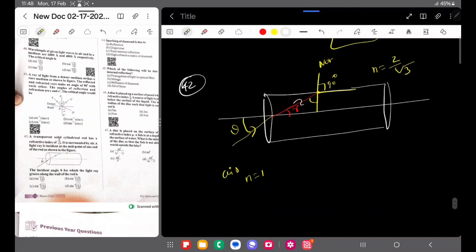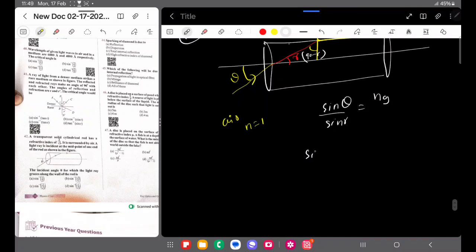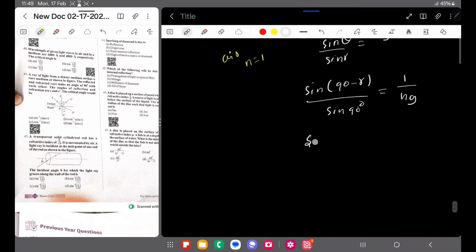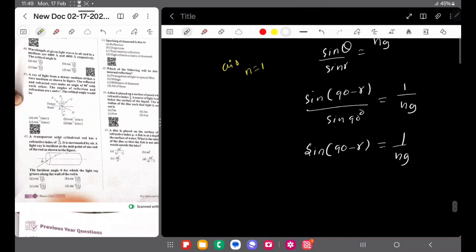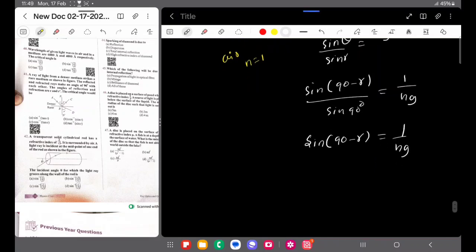So apply Snell's law two times. If you apply Snell's law for this interface, you get sine theta by sine r equal to n2 by n1, that is n glass by 1. Applying Snell's law at this interface one more time, if this angle is r, this should be 90 minus r. The incident angle is 90 minus r, the refracted angle is 90, equal to n2 by n1, where n2 is n air and n1 is n glass. So sine of 90 minus r equals 1 by ng. Sin of 90 minus r can be written as cos r, so cos r equals 1 by ng.